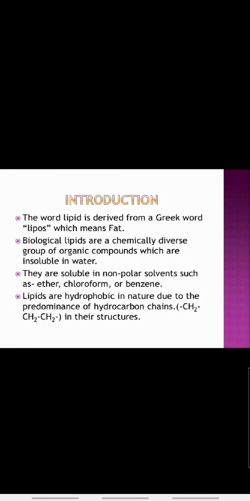Everyone, let's continue our discussion with the second macromolecule inside our body, which is lipids. Before anything else, let's first know the learning objectives of this lesson.